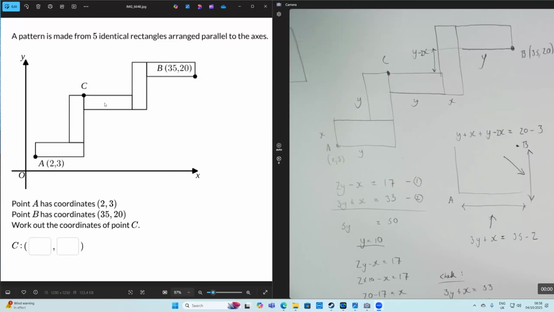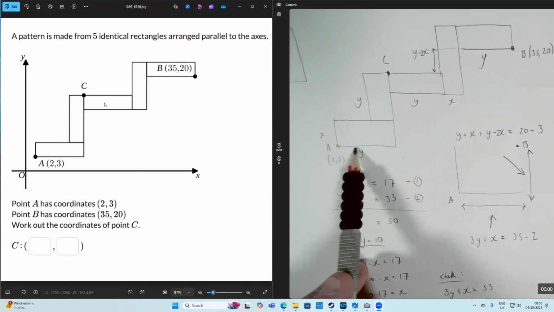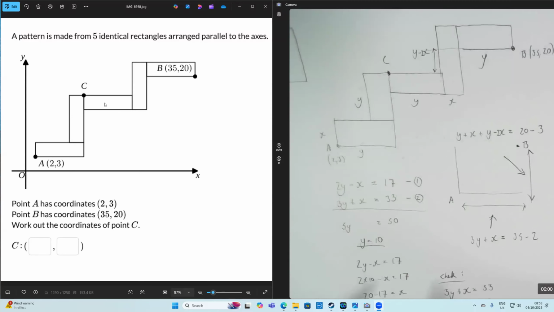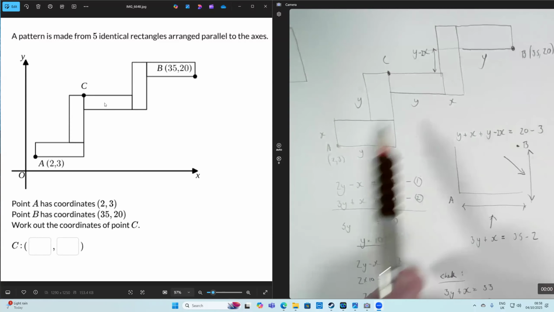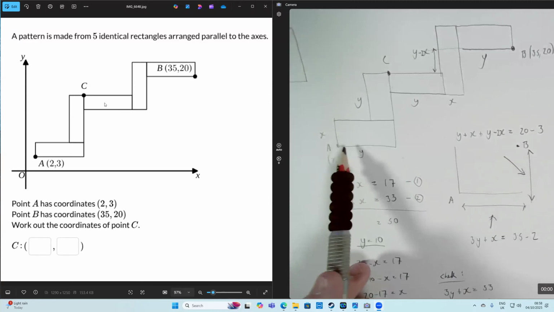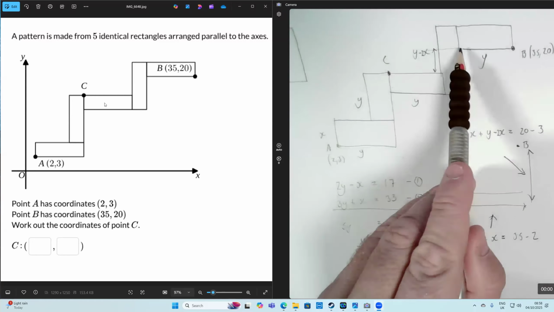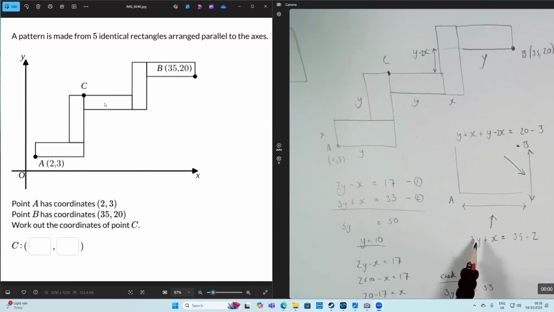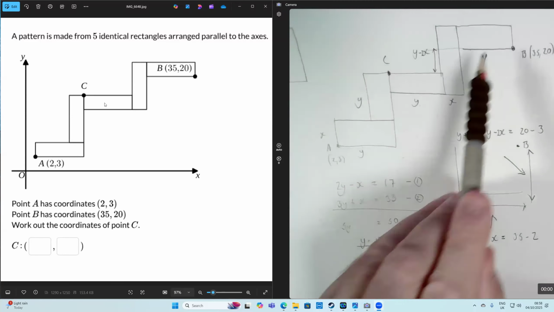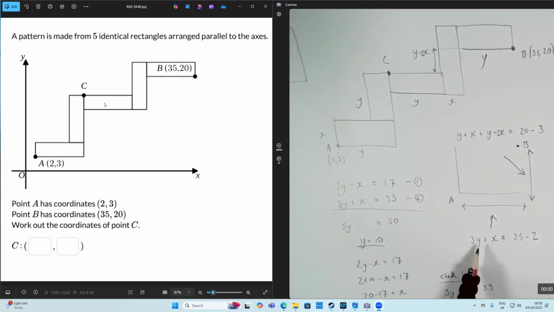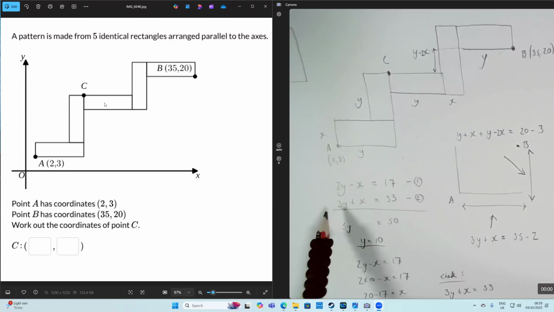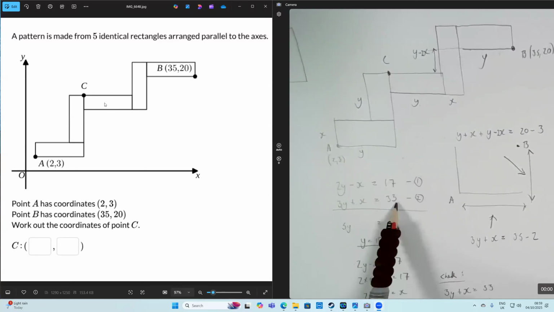So first of all, let's consider the horizontal. What combination of x's and y's will get us from the x value of 2 to the x value of 35 over here? Let's see what we've got. We've got a y there, another y there, an x, and another y. So that is 3 lots of y add 1x: y, y, y, x. Therefore 3y add x must equal 35 take away 2. So we formed one equation: 3y add x equals 33.